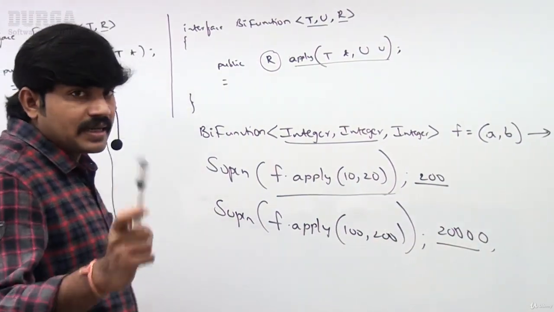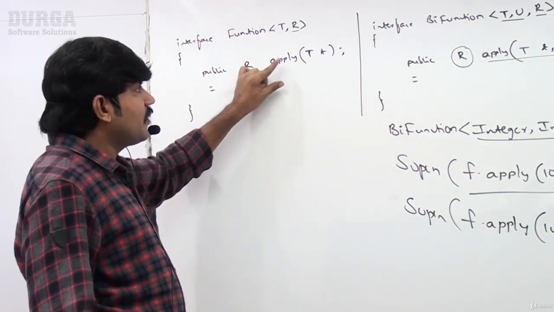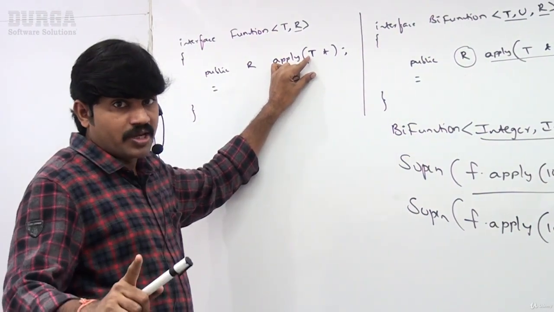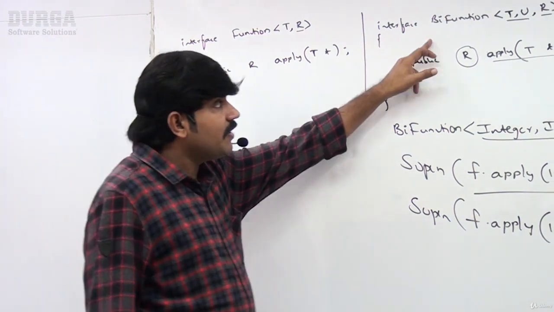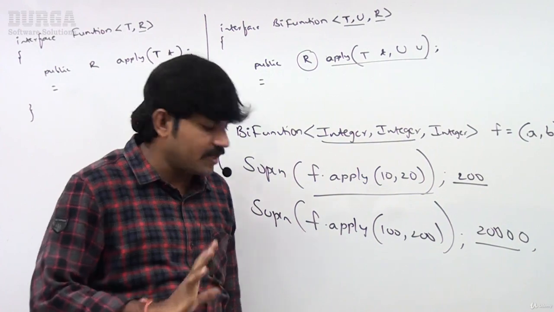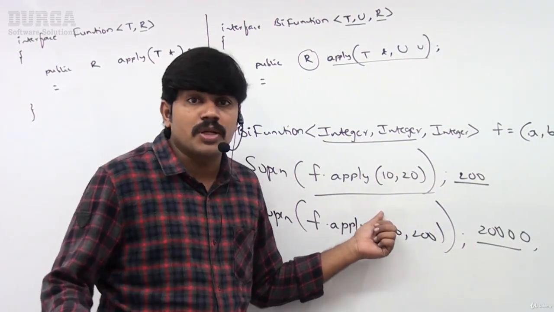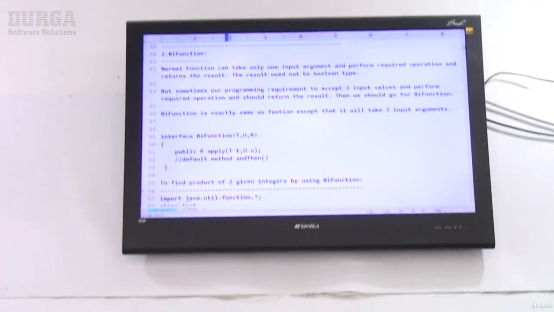So what is the difference between normal Function and BiFunction? A normal Function can take only one input argument and return something based on the required operation. How many input arguments can a BiFunction take? Two input arguments. Remember that. Sir, let me execute this code so that you people can feel more comfortable. Just have a look once here.